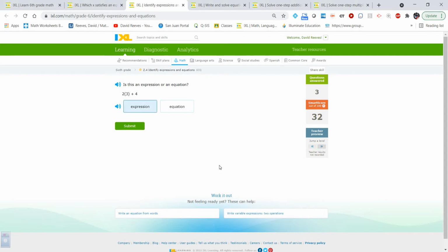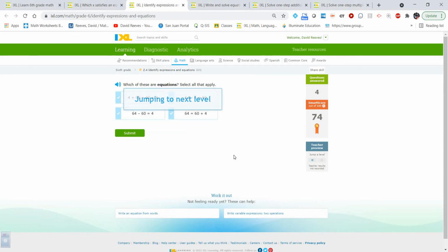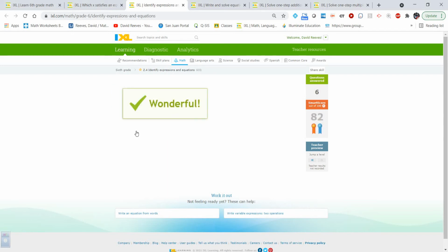All right, let's try jumping up. Whoops, I didn't push it in because that one does not have an equal sign. If we jump up to the next level, which of these are equations? We're looking for left and right side with an equals. Equation, equation, equation, equation. They're all equations. They all have a left side and a right side, with an equals in between. Again, these are all equations. They all have a left side equal to a right side.